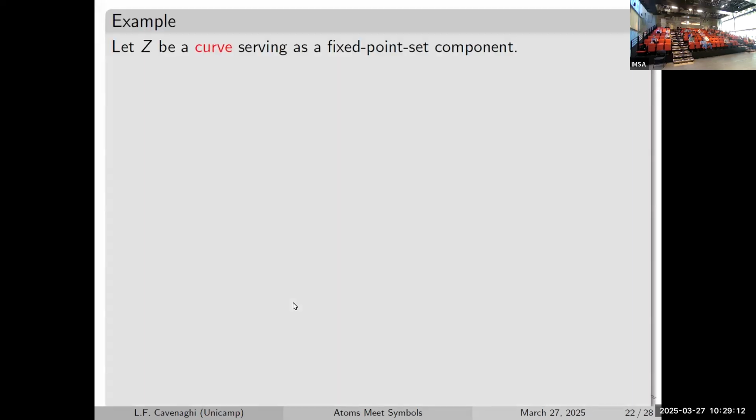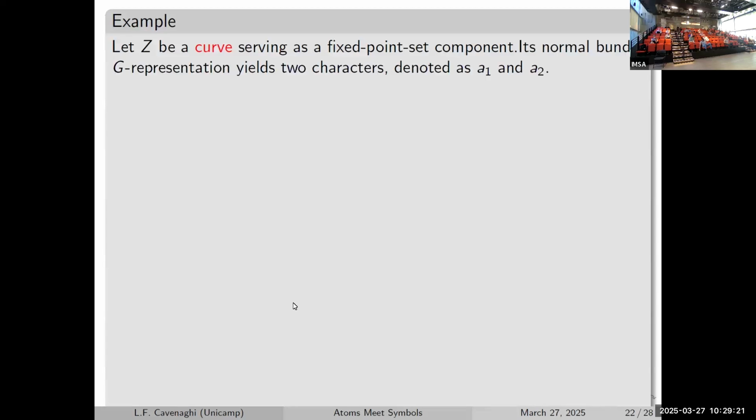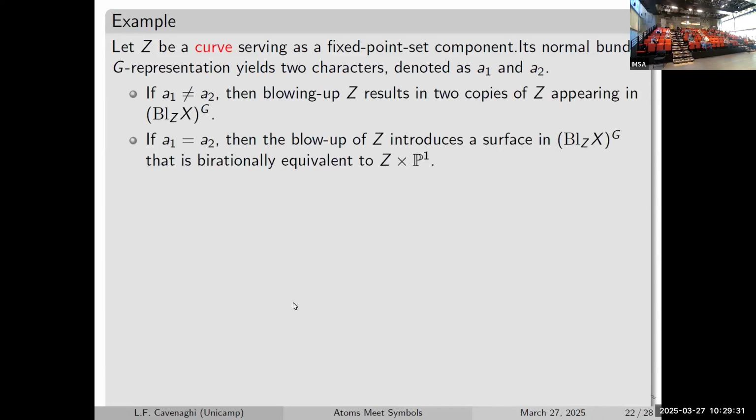In a more complete example, let's take Z. Remember that we are in the three-dimensional case, so Z shall be a curve that will serve as a fixed point set component. Then, because you're in dimension 3, when you look at the G representation on the normal bundle, you have two parameters, right? Say A1 and A2. If A1 is different from A2, when you blow up, then you look at this invariant space. When you projectivize, two copies will appear.